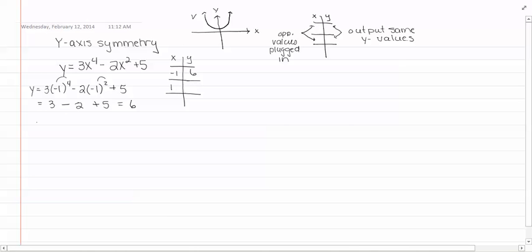And we'll see the same thing happening when you plug in the number 1. And so we get an output of 6 as well. So even without fully graphing it, I can take a look at where those two points are and plot (-1, 6) and (+1, 6), and see that they lie on opposite sides of the y-axis.